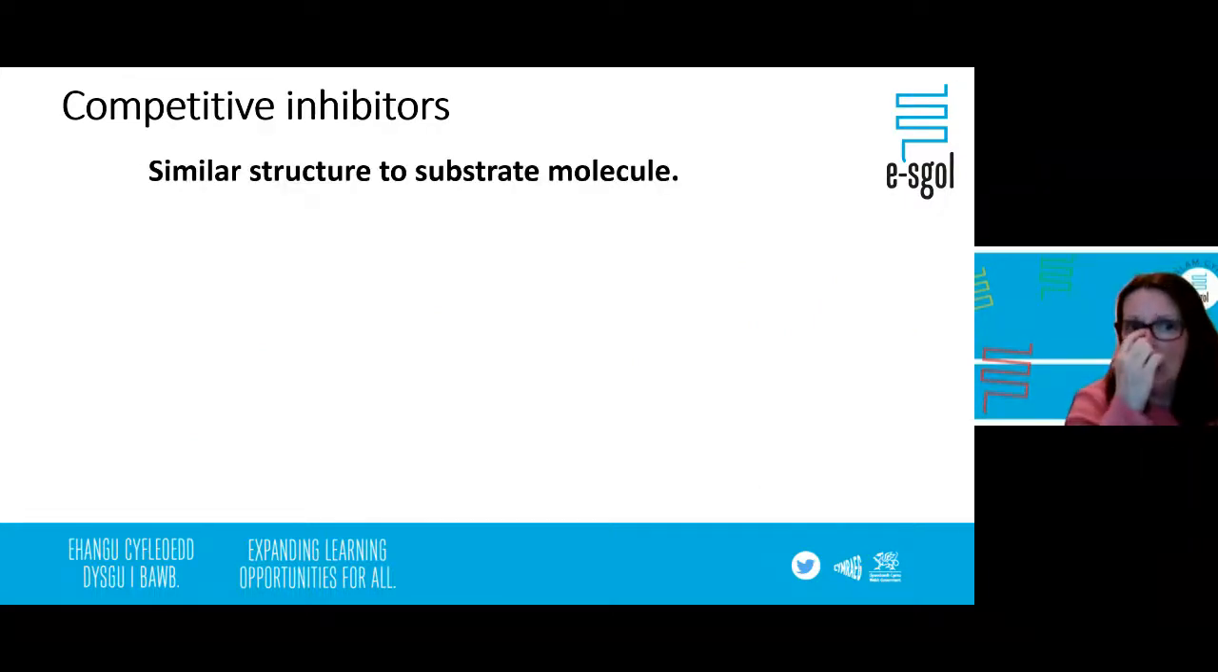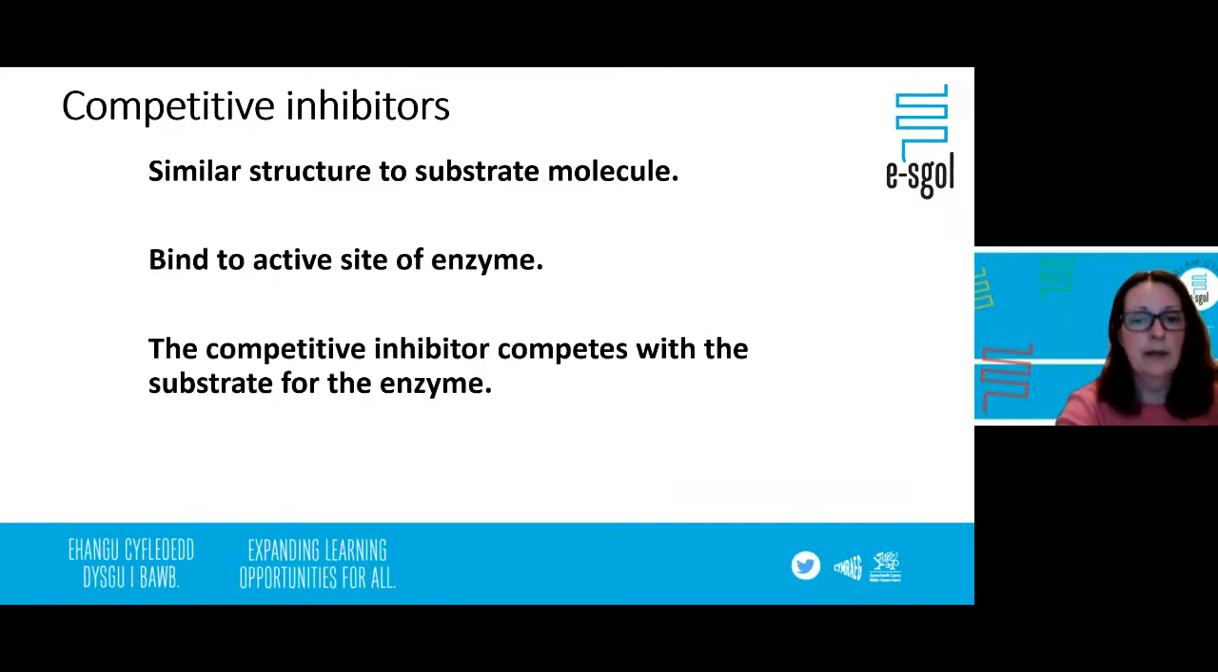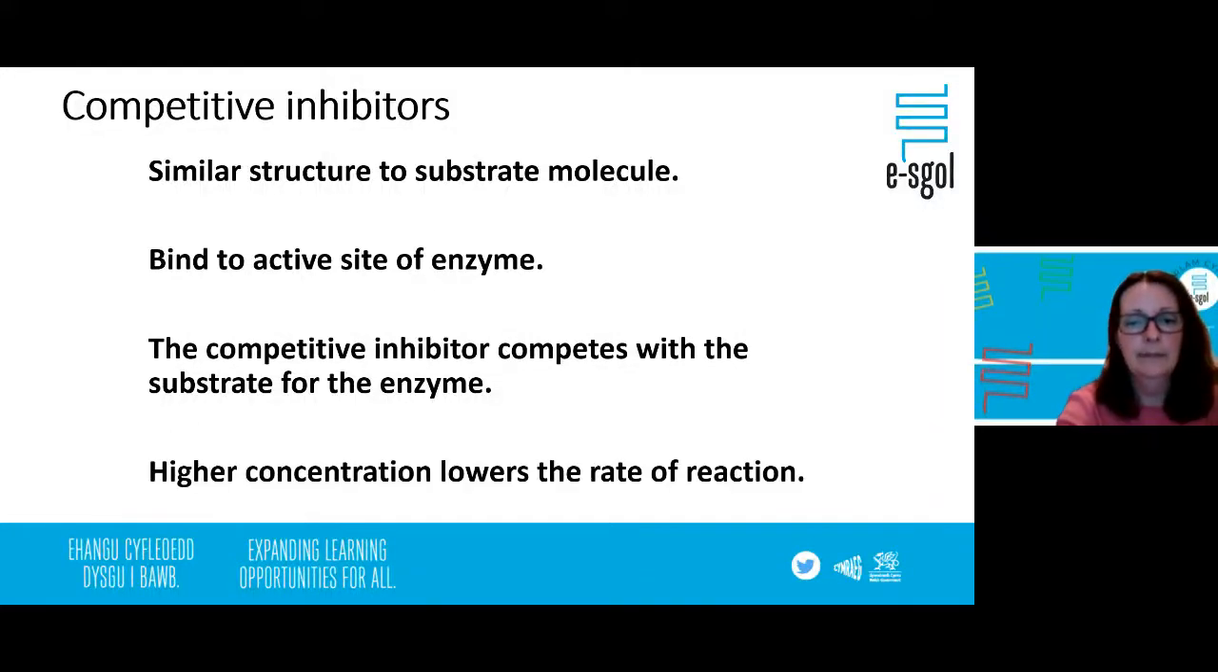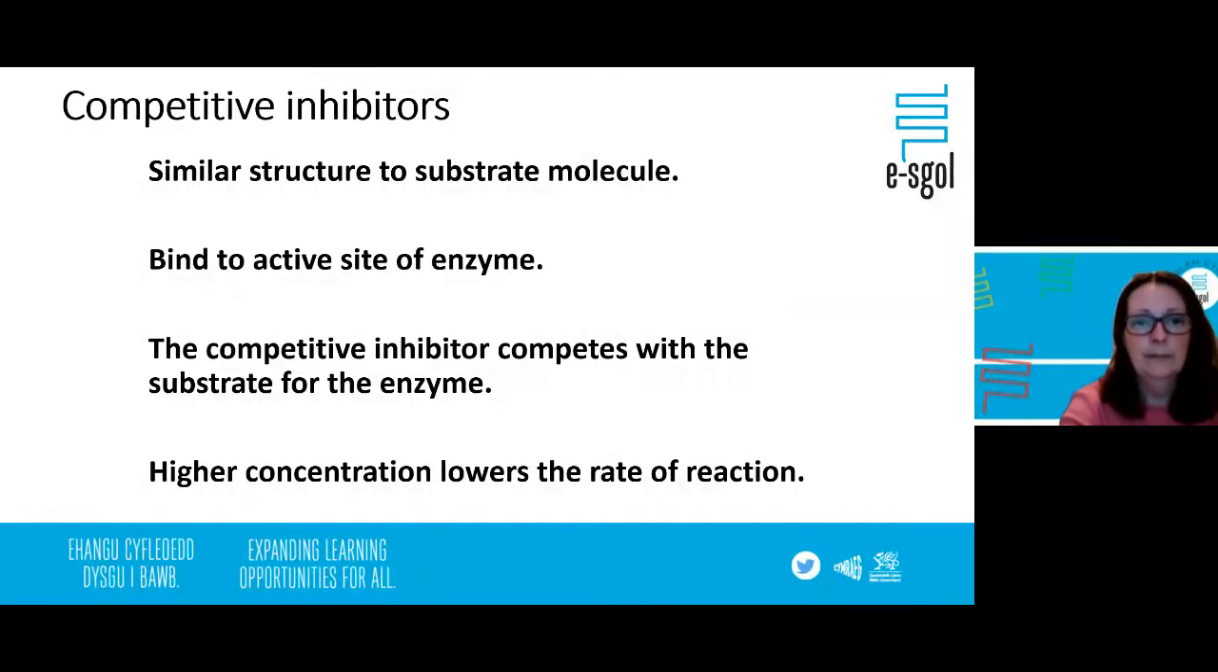Now, there are competitive inhibitors, and these have a similar structure to the substrate molecule. They bind to the active site and it competes. So that's what we've just seen there. It competes with the substrate for the enzyme. Because if there is a higher concentration of competitive inhibitors, it means that the reaction is lowered.